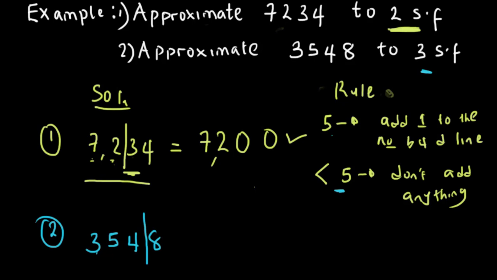So in this case, the number after the line is 8, which is greater than 5. So we add 1 to the number before the line. That will be 3, 5. Add 1 to 4 will give us 5. Then you turn the number after the line to 0. So it means that 3,548, if we approximate it to three significant figures, we are going to be getting 3,550. I hope you understand.